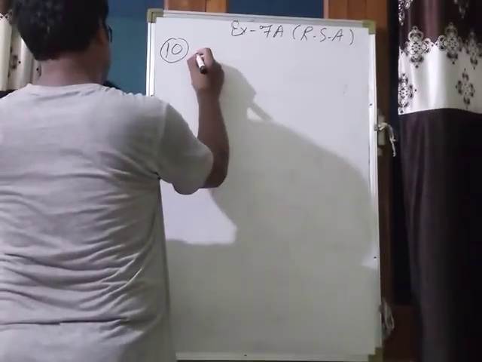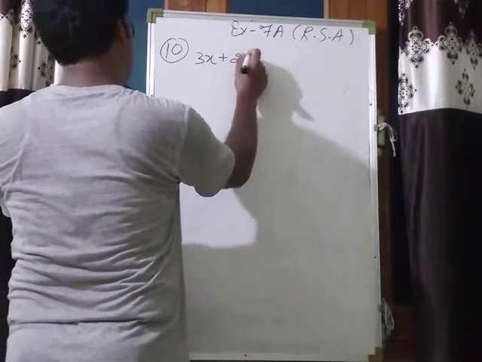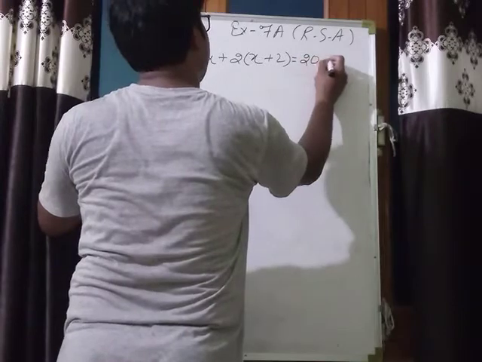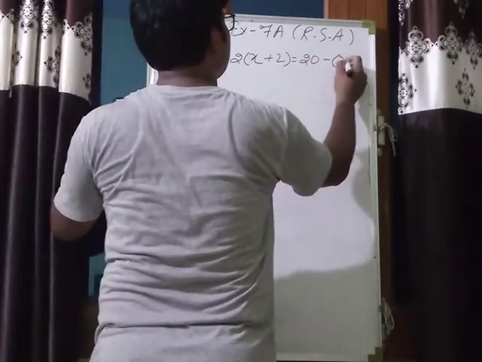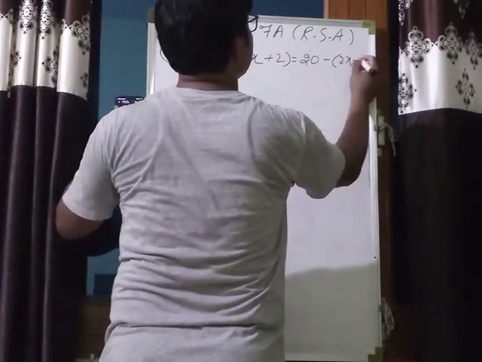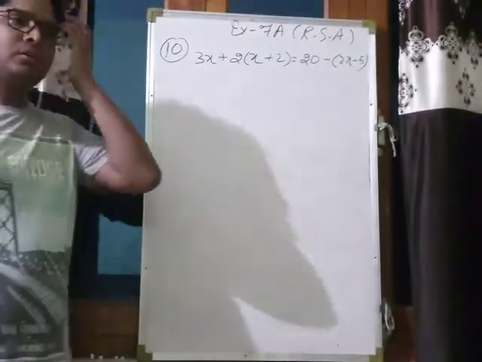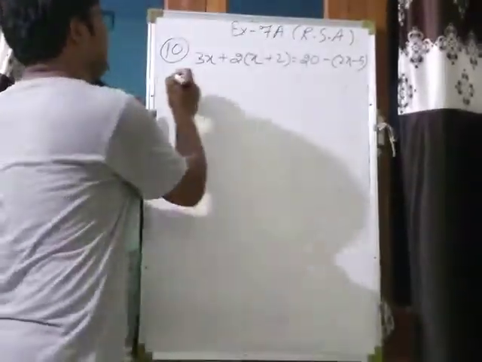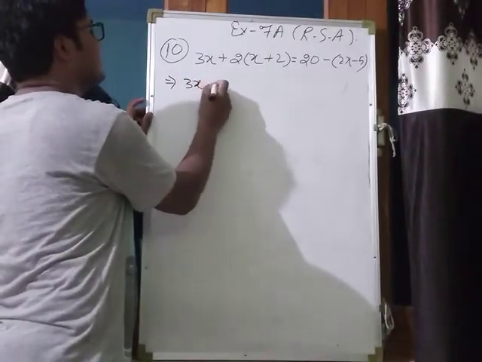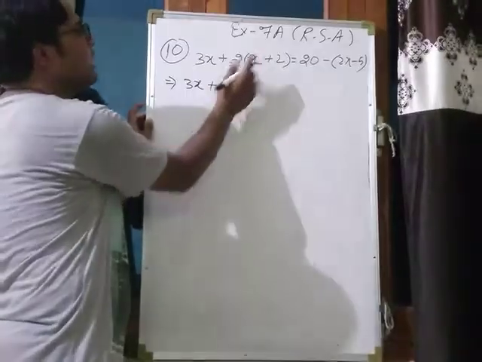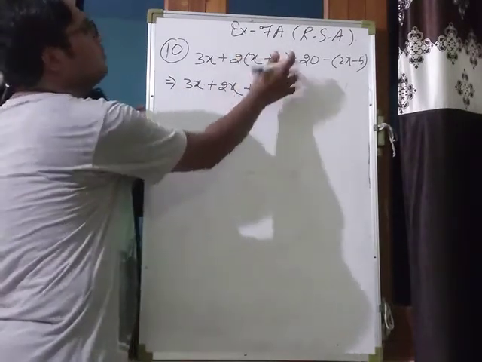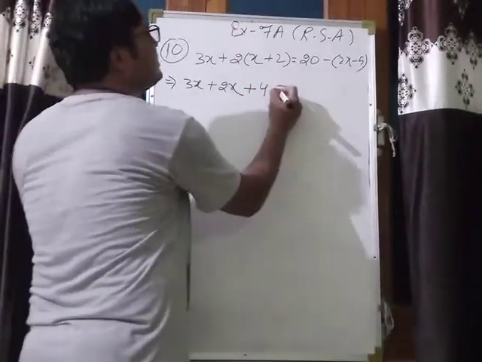That is, solve 3x plus 2 into x plus 2, that is equal to 20 minus 2x minus 5. Okay. I am going to solve this. See carefully. First of all, we have to open the brackets. See, this is 3x and plus. Open this bracket. So 2 into x, 2x. This is plus, so there will be plus 2 into 2, 4. That is equal to 20.